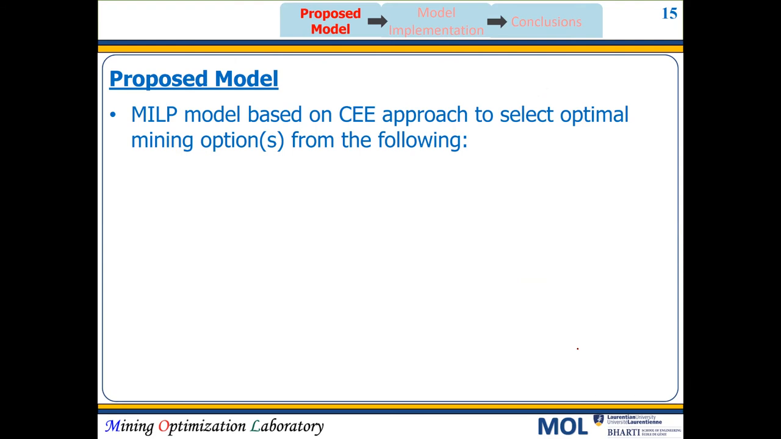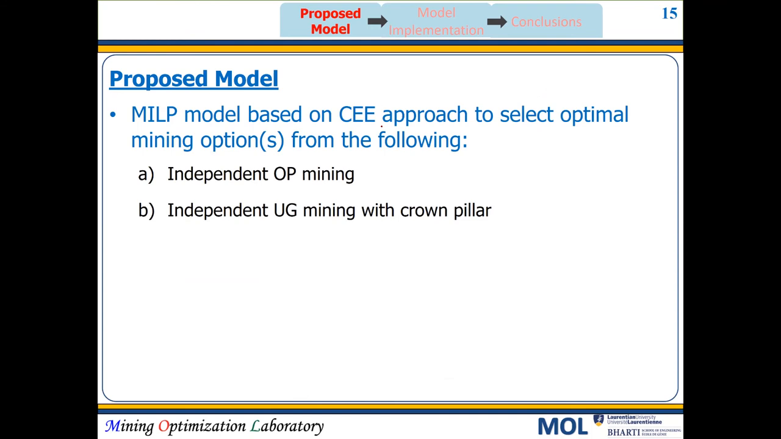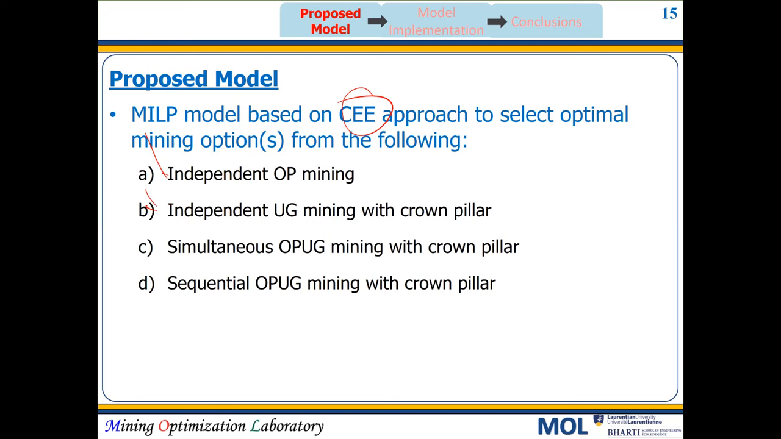So for the proposed model, which is the MILP based on the competitive economic evaluation, it does interrogate the block model and for each block in that block model, whether it belongs to the open pit operation or whether it should belong to the underground operation, right? Whether the blocks should be mined with simultaneous open pit and underground mining with crown pillar.